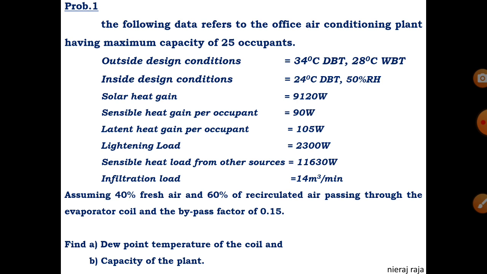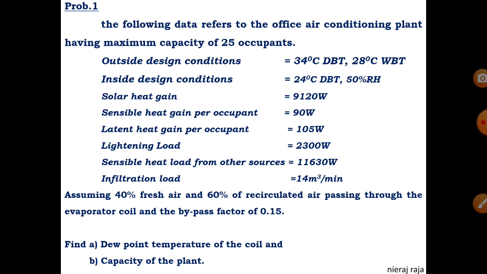The solar heat gain is 9120 watt. The sensible heat gain per occupant is 90 watt. Latent heat gain per occupant is 105 watt, and lighting load is 2300 watt, whereas the sensible heat load from other sources is 11630 watt. And the infiltration load, the amount of air infiltrating into the room, is 14 meter cube per minute.